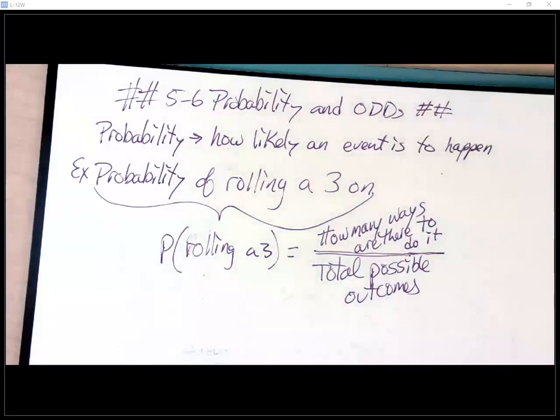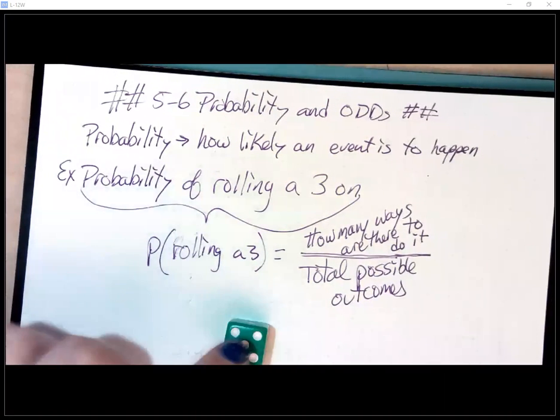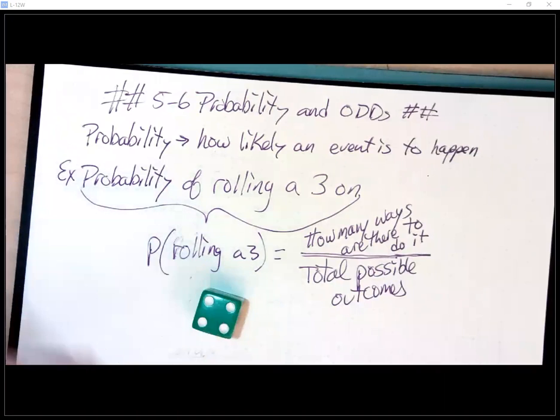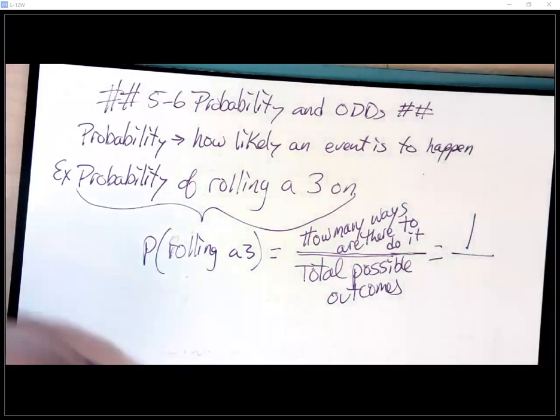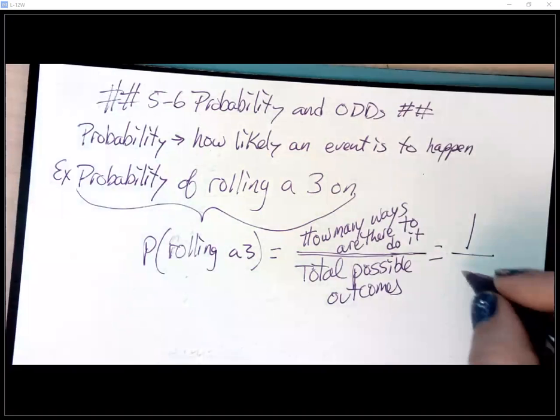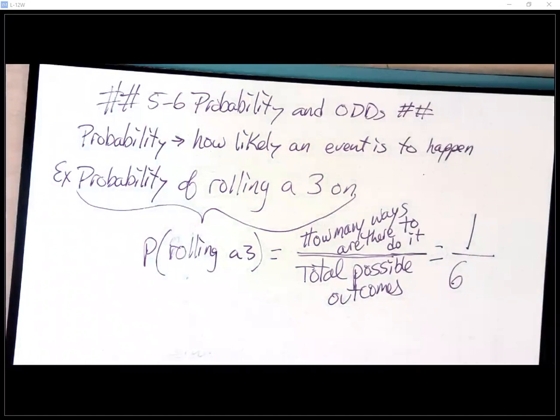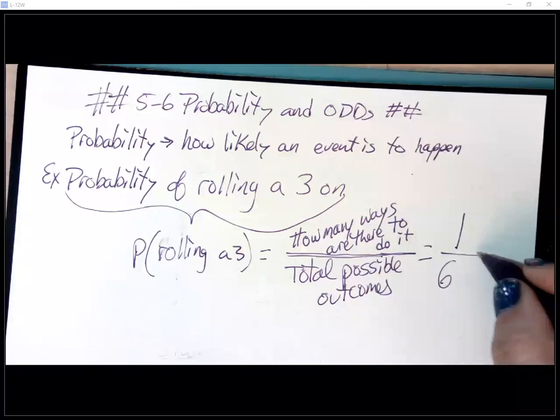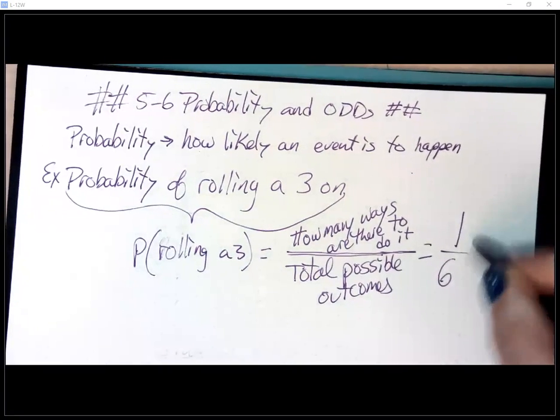So for rolling a 3, how many 3s are on a normal die? There's just 1. So there's only one way to roll a 3, but how many outcomes could there have been? There's 6. So it's a 1 out of 6 chance of me actually landing on a 3. You can also convert that to a percent. So sometimes you'll see them as percentages. So if I just take 1/6 and turn it into a percent, remember you just do 1 divided by 6 times 100?